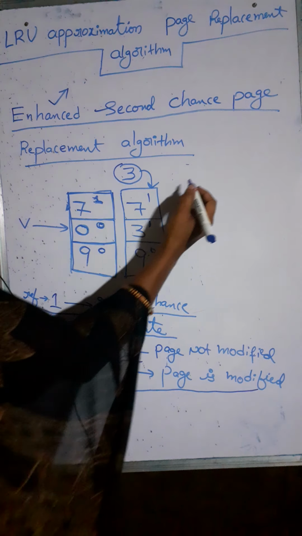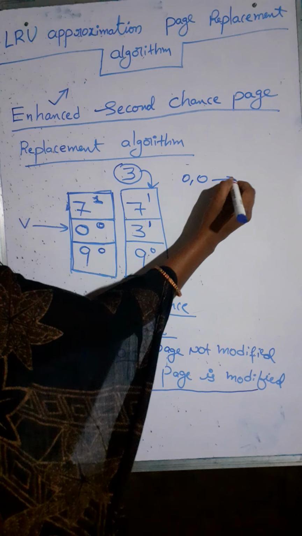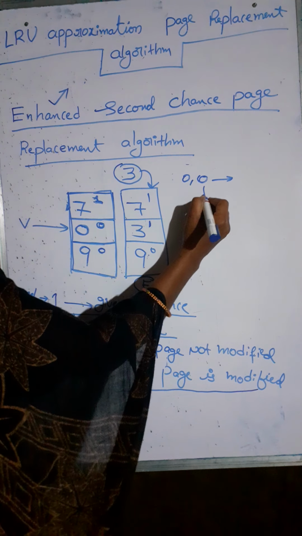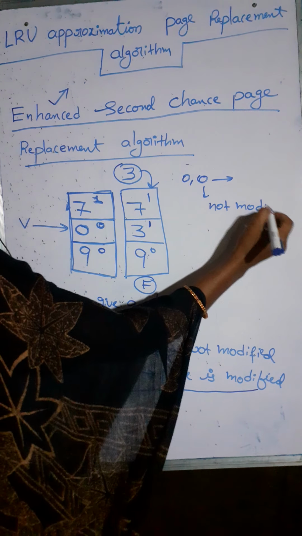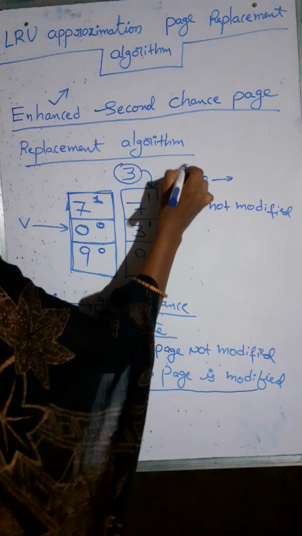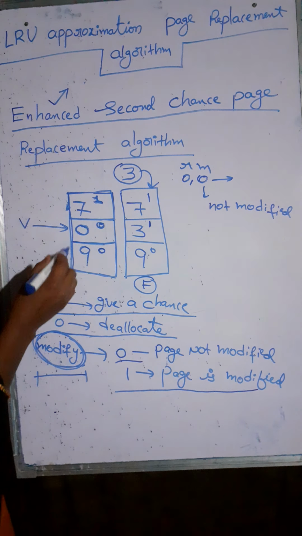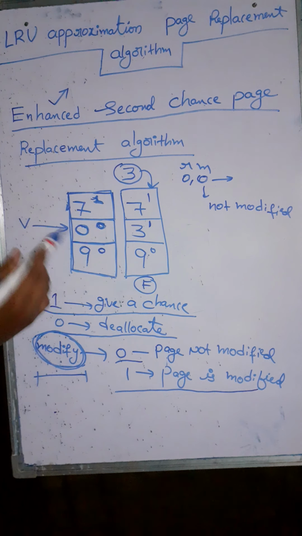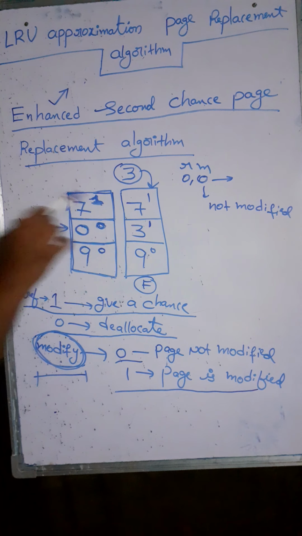So let us assume that for a page, reference bit is 0 and modify bit is 0. What is the meaning of 0, 0? Modify bit is 0 means it has not been modified in the primary memory. This is the reference bit and this is the modify bit. Reference bit is 0 means we can deallocate the memory space. If reference bit is 1, you cannot deallocate the memory space, because the particular page is recently used.